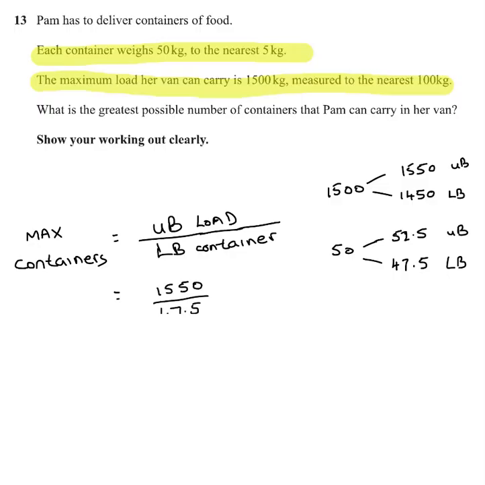So when we look at this one here, it's 1,550 divided by 47.5. When we put that into a calculator, we get 32.63157 and so on. But overall, we only need 32. So what is the greatest possible number of containers that Pam can carry in her van? It is 32 containers, because 0.6 is just too much. So 32 would be the greatest amount of containers that would fit into her van.